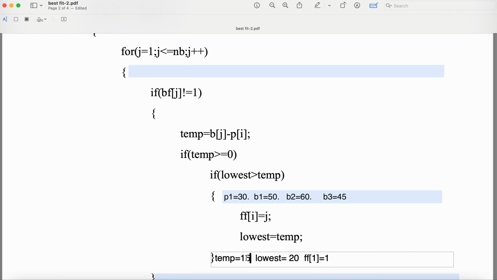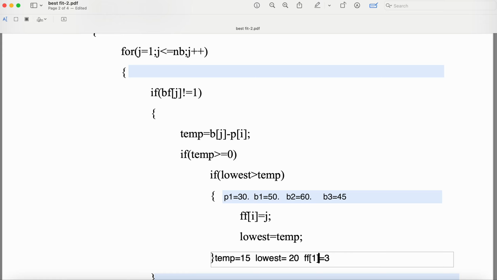Next condition, if lowest is greater than temp: what is the lowest value? 20, greater than 15. Yes, the condition is true. Out of 20 and 15, 15 is the lowest value. So that body will be executed. What is the body? F of 1 equal to, what is the j value now? Now the j value is 3. So that means we have to store the first process in the third fragment. F of 1 equal to 3. That 3 specifies that we are storing the first process in the third fragment.